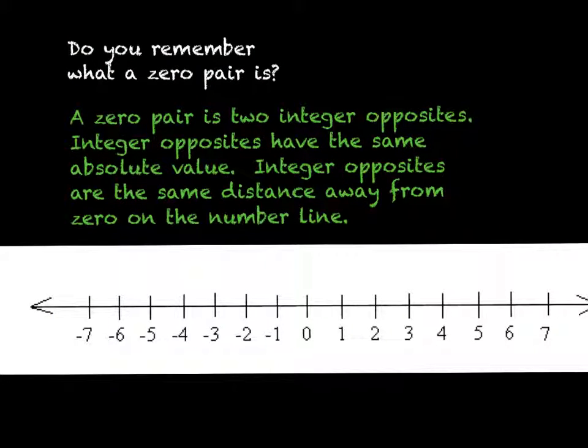Do you remember what a zero pair is? A zero pair is two integer opposites, meaning that they have the same absolute value or the same distance away from zero on the number line. For example, if we put a point at positive 1 and then a point at negative 1, we can see that these are zero pairs because both 1 and negative 1 are 1 unit away from 0 on the number line. 1 and negative 1 also add to 0, making them zero pairs.